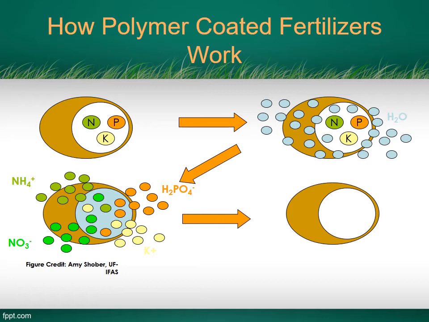So if you fertilize, let's say, a lawn with that, it takes time for the water to dissolve the sulfur coating and let the nutrient ions out, and temperature plays a very big role in it. The warmer it is, the faster the coating breaks down. The colder it is, the slower it breaks down. Over time, that coating breaks down, the fertilizer ions inside are able to leak out and fertilize the plant, and then you end up with the little, sometimes empty container left over.